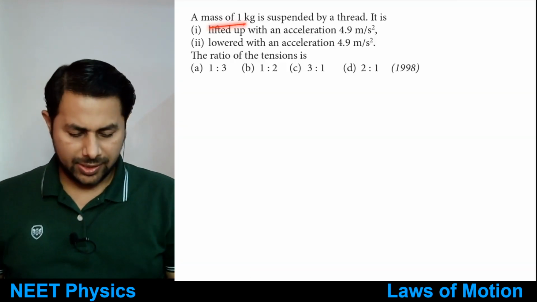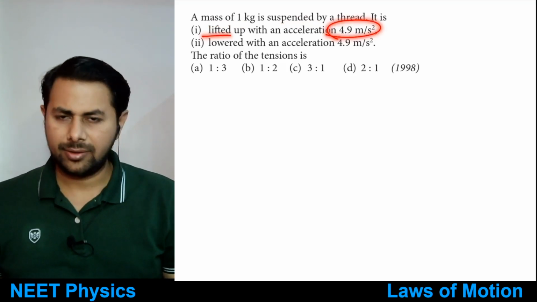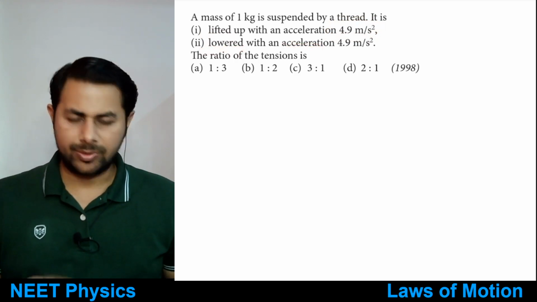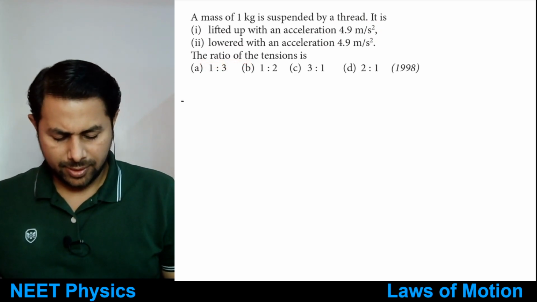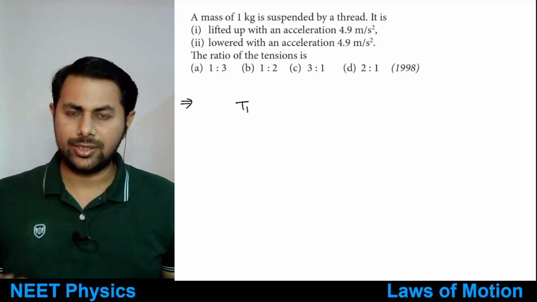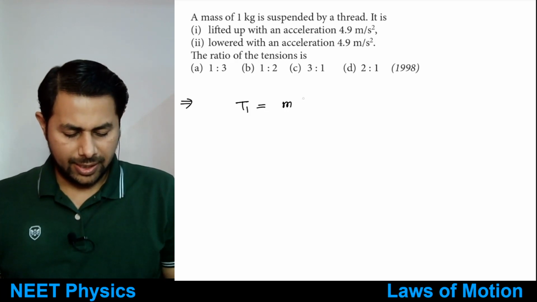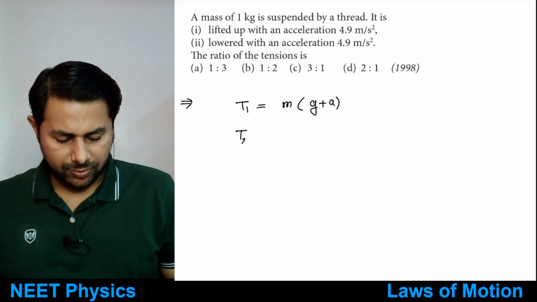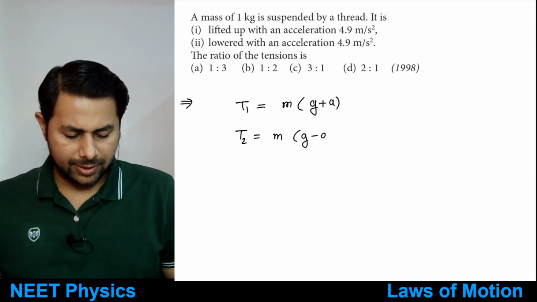A mass of 1 kg is suspended by a thread. It is lifted up with acceleration 4.9 meters per second squared, and lowered with acceleration 4.9 meters per second squared. The ratio of the tensions is? Lifted up with some acceleration: suppose the tension is T1. When it is lifted up with acceleration, the tension is m into g plus a. Lowered down with some acceleration, suppose the tension is T2, then it is m into g minus a.